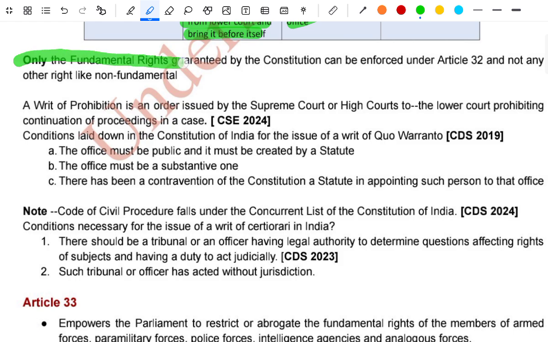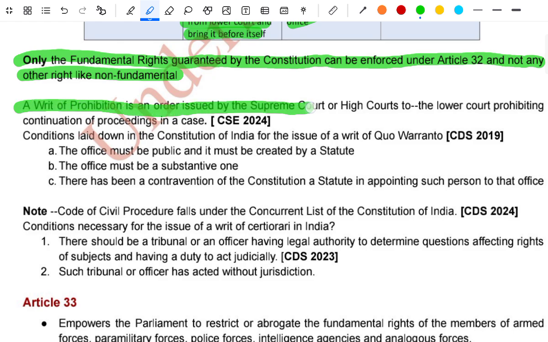Only the fundamental rights granted by the Constitution can be enforced under Article 32, and not any other right like non-fundamental rights. A writ of prohibition is an order issued by the Supreme Court or High Court to the lower court prohibiting the continuation of the proceeding in a case.